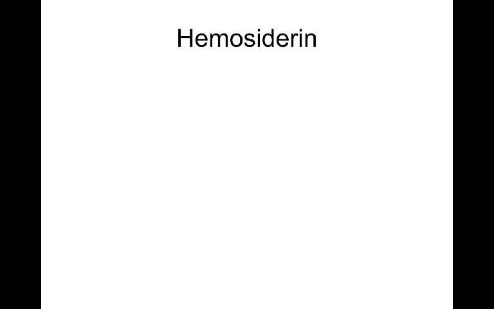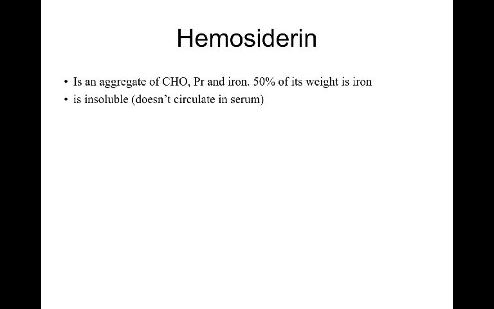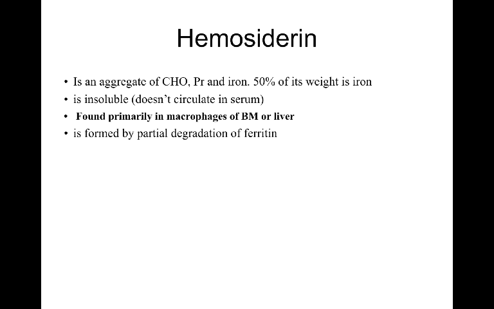Hemosiderin, on the other hand, is an aggregate of carbohydrate, protein, and iron. 50% of the weight of hemosiderin comes from iron. Hemosiderin, as opposed to ferritin, is insoluble in water, and you can find it in the macrophages of bone marrow and liver cell. Hemosiderin is formed by partial destruction of the ferritin. You may ask, how?